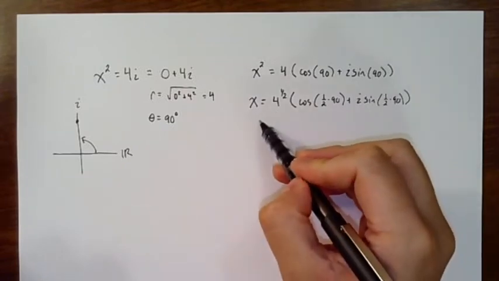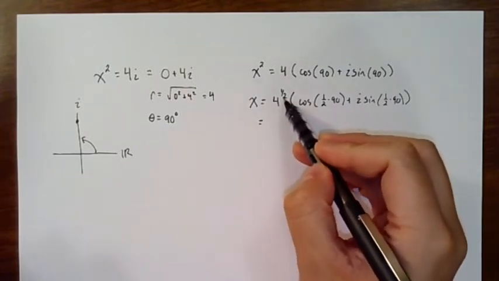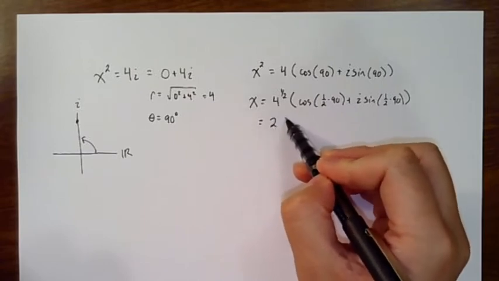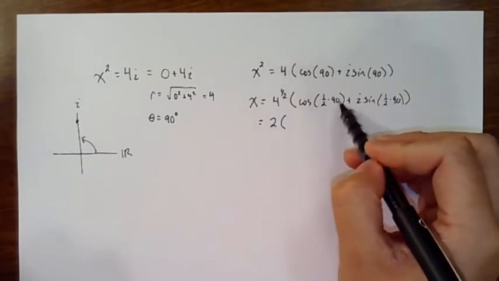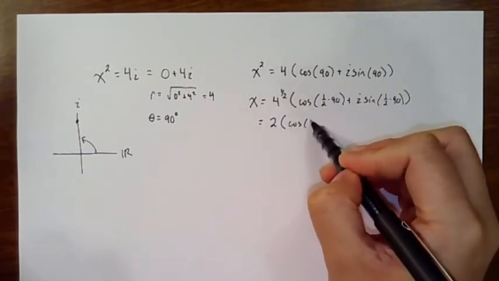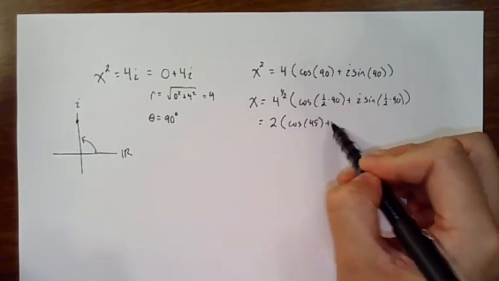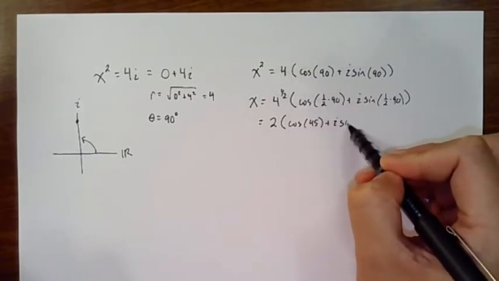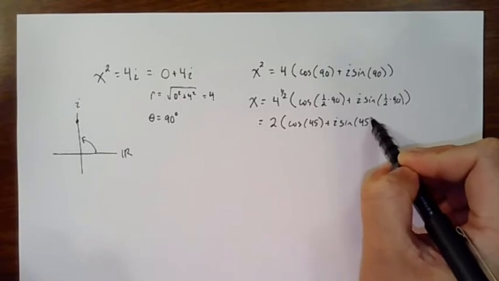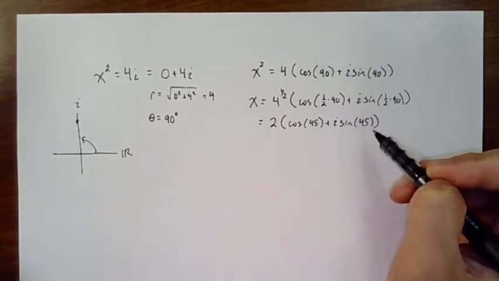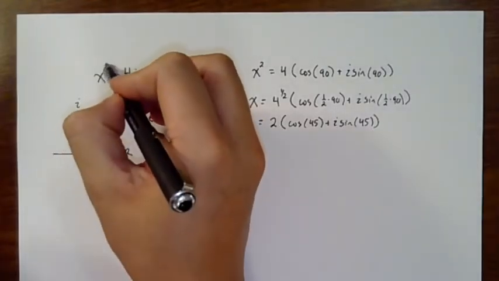So let's reduce this guy. 4 to the 1/2 is the same as square root 4, which is 2. Cosine of 1/2 times 90 is really cosine of 45 degrees. And then we have i times sine of 1/2 times 90, which is again 45 degrees. But you notice here that this was a square root.